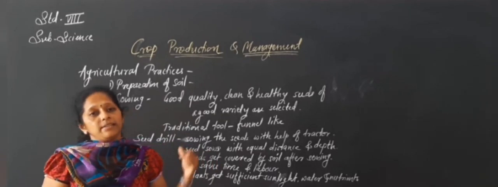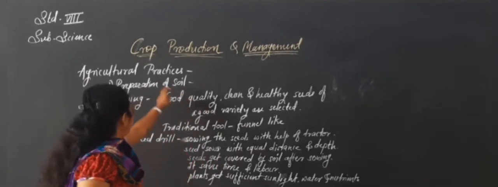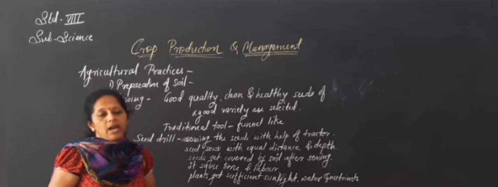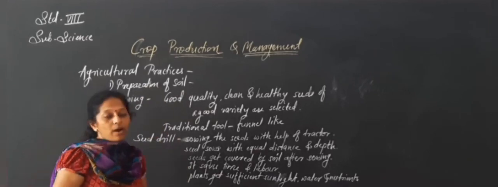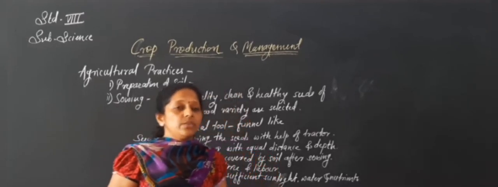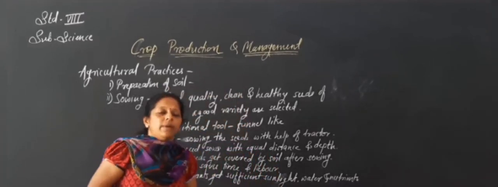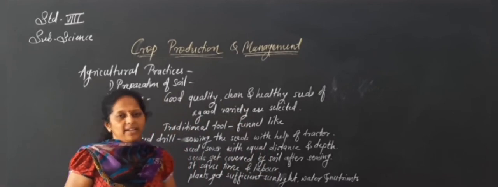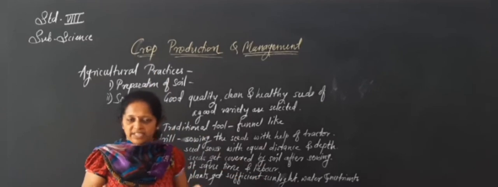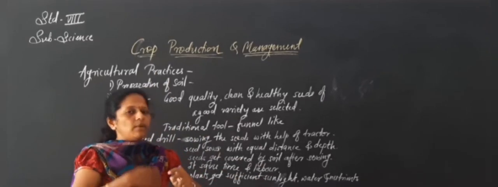Now in this session we are going to learn the next step, that is sowing. What is sowing and how is it done, and which tools are the farmers using for sowing? Whenever there is crop production, farmers first of all do the preparation of soil with the help of a plough, turning and loosening of the soil.